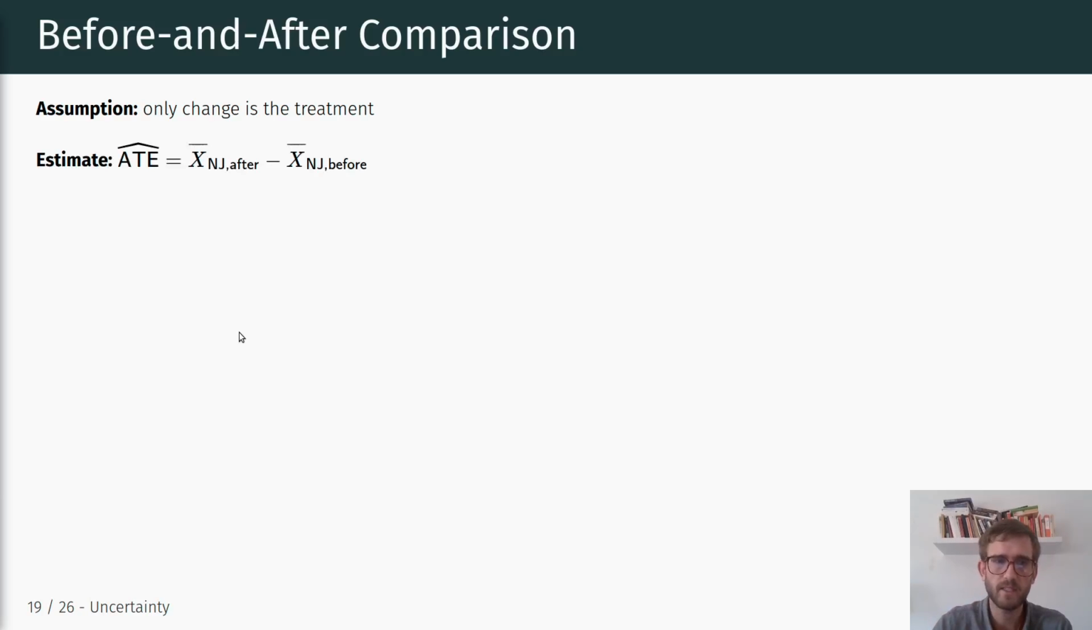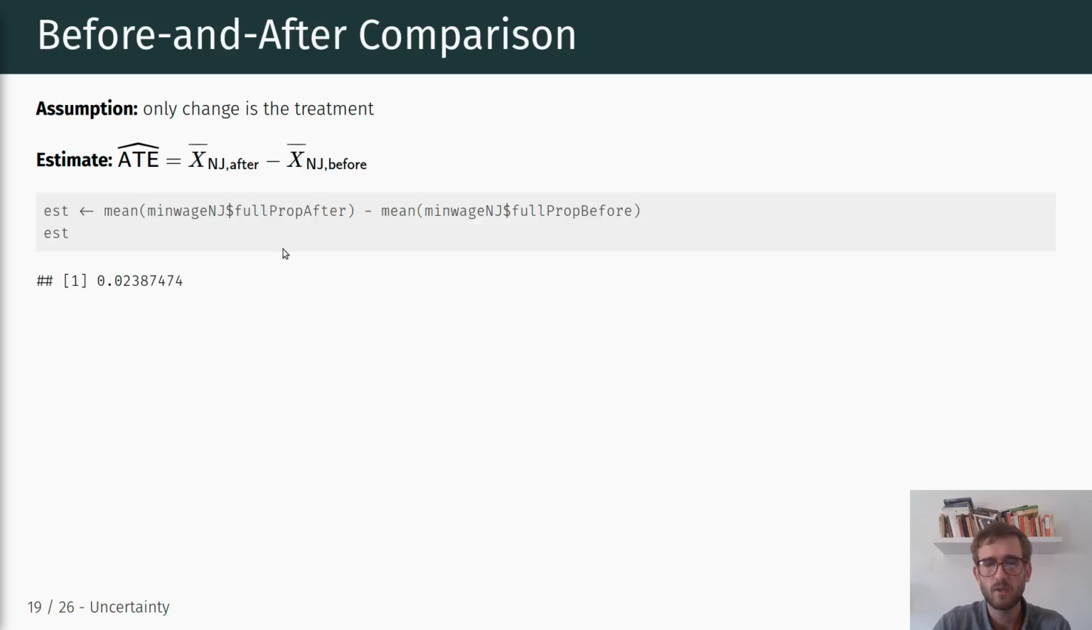If we're willing to make that assumption, then our estimate for our treatment effect of that minimum wage increase is just the difference between the average employment after the minimum wage increase minus the average employment before the minimum wage increase. And we can directly compute this in R by computing the differences in those averages. Okay, how do we compute the confidence interval and the standard error? The same way we did it before.